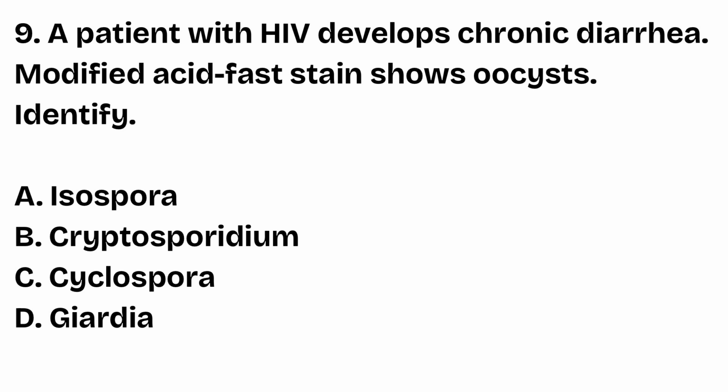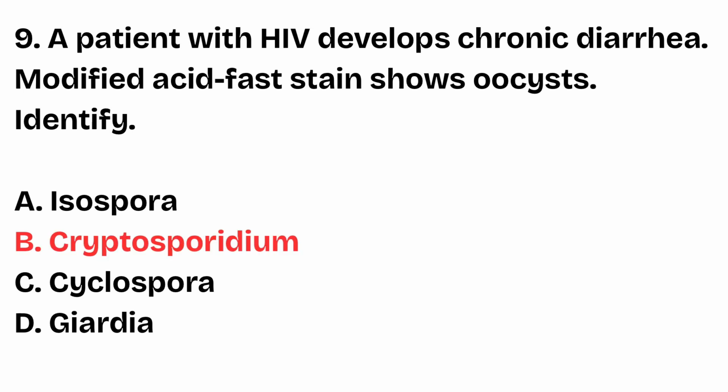Question number 9. A patient with HIV develops chronic diarrhea. Modified acid-fast stain shows oocyst. Identify. Isospora, Cryptosporidium, Cyclospora, Giardia. The right answer is option B, Cryptosporidium.